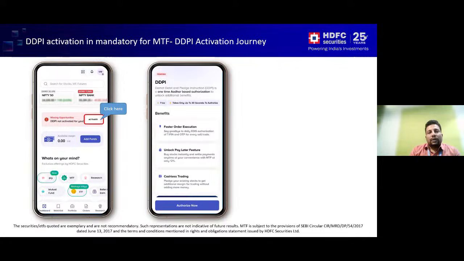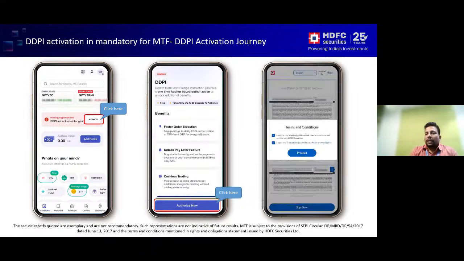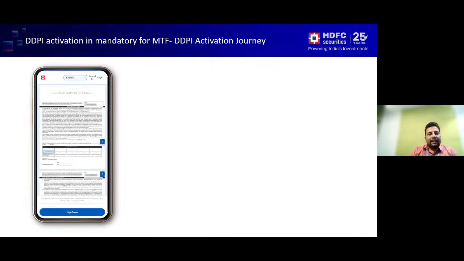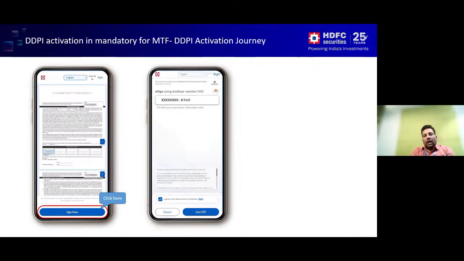As soon as you activate, you will get a second screen where you need to authorize. This is just a walkthrough of the process of how to activate the DDPI. Once you click on the authorize button, it goes to the terms and conditions, where you have to proceed for the further journey. Once you click proceed, you will find the next screen, that is sign now.